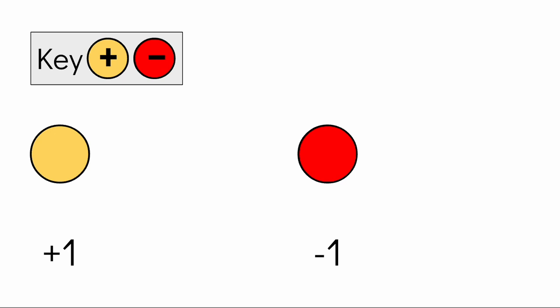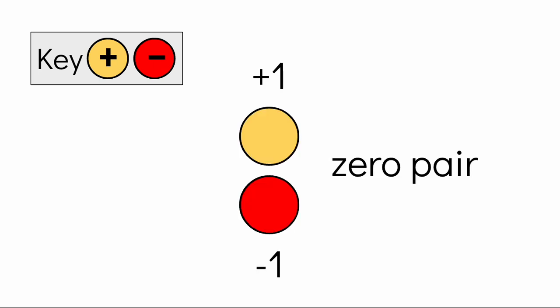Here I have positive 1 and negative 1. A pair of opposites, like positive 1 and negative 1, will combine to make 0. If I add 1, and then I take that same 1 away, I'm left with 0. We can show that with our counters as a zero pair. Positive 1 plus negative 1 equals 0.